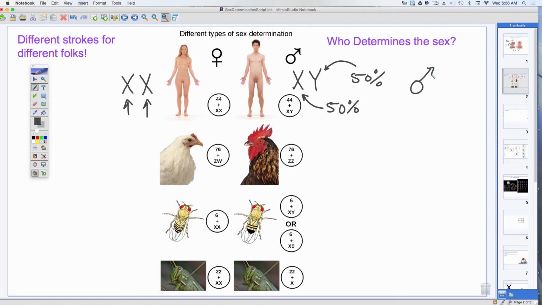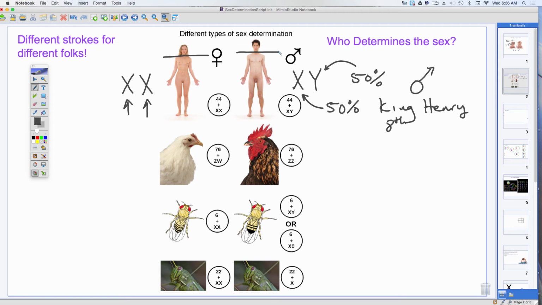And so we say that in humans, it is the male who actually determines the sex of the child. And this has an interesting historical reference, because you might be familiar with King Henry VIII, who was famous for beheading his wives because they failed to bear a son to him. But the reality is that King Henry VIII might have been better off beheading himself, because he's the one who determines the sex of the children.